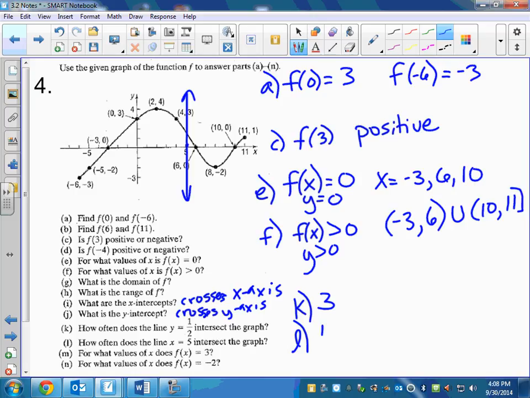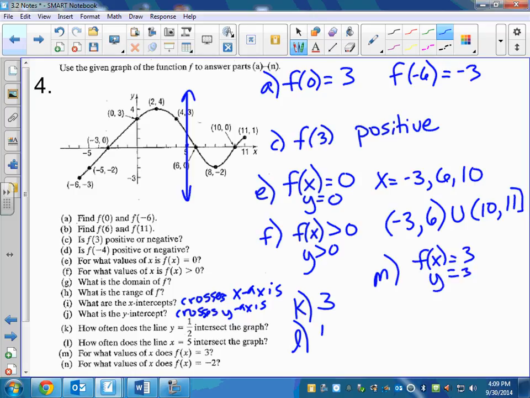Only crosses one time. M and N are kind of different than E up there. M says, for what values of x does f of x equal 3? I guess it's kind of like that. We're just changing it to 3 now.